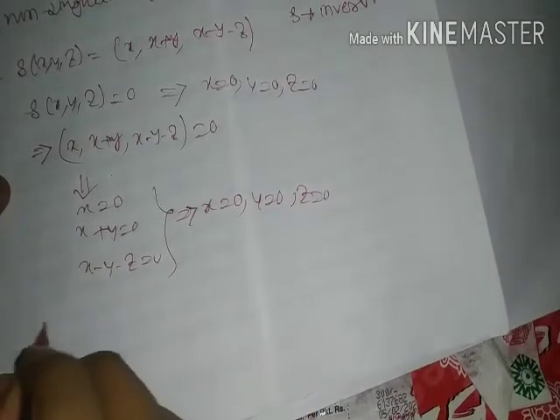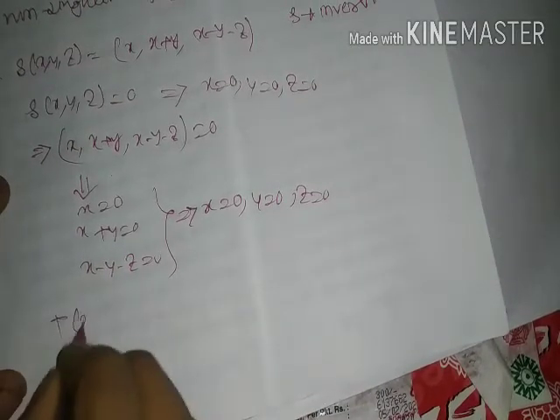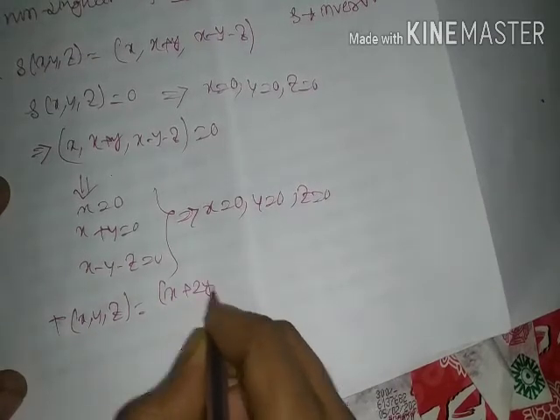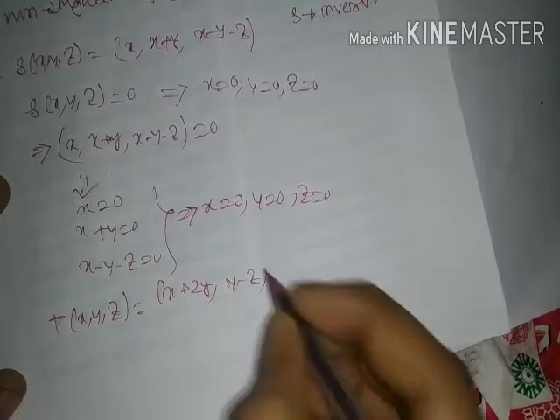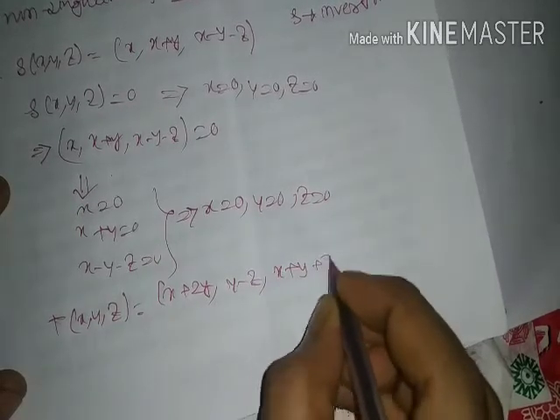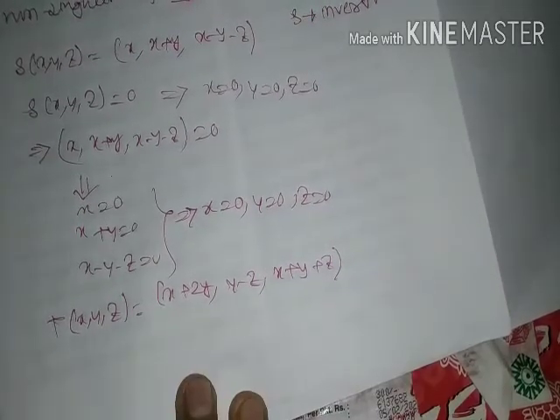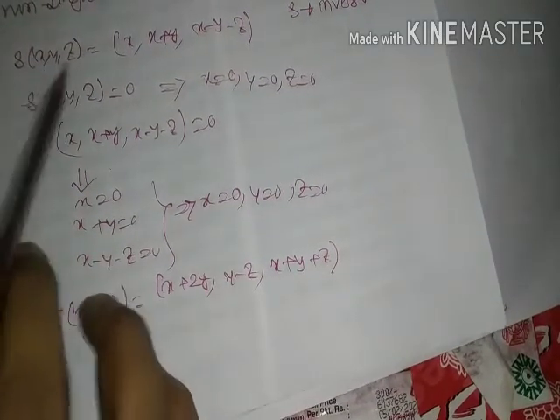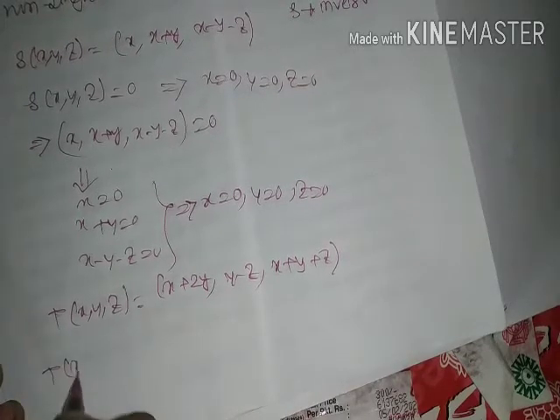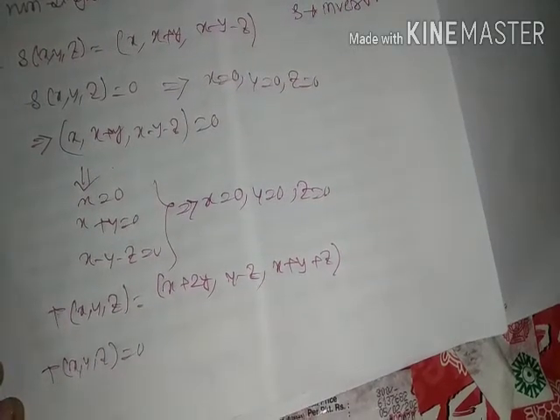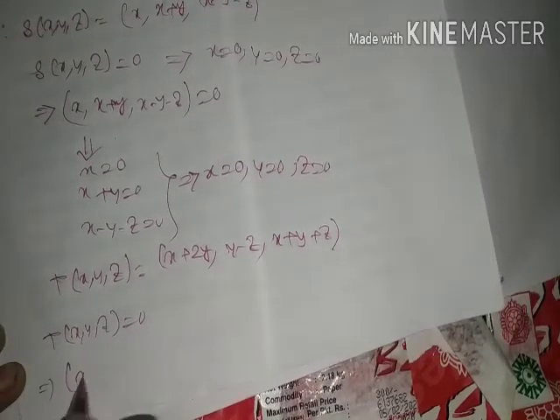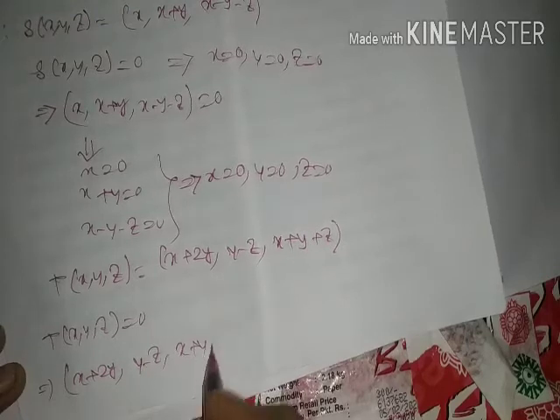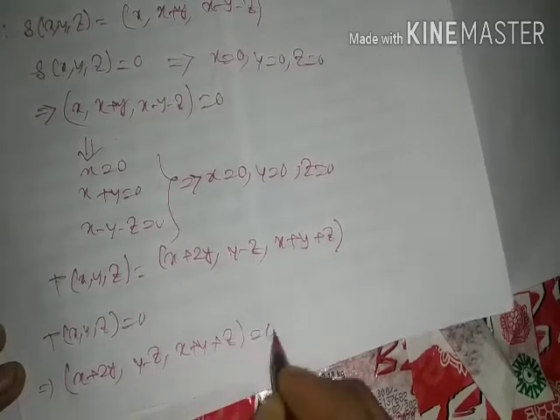Given T of x, y, z equal to x plus 2y, y minus z, x plus y plus z. So, the same way, we approach with a similar procedure. So T of x, y, z equal to 0. This implies x plus 2y, y minus z and x plus y plus z is equal to 0.